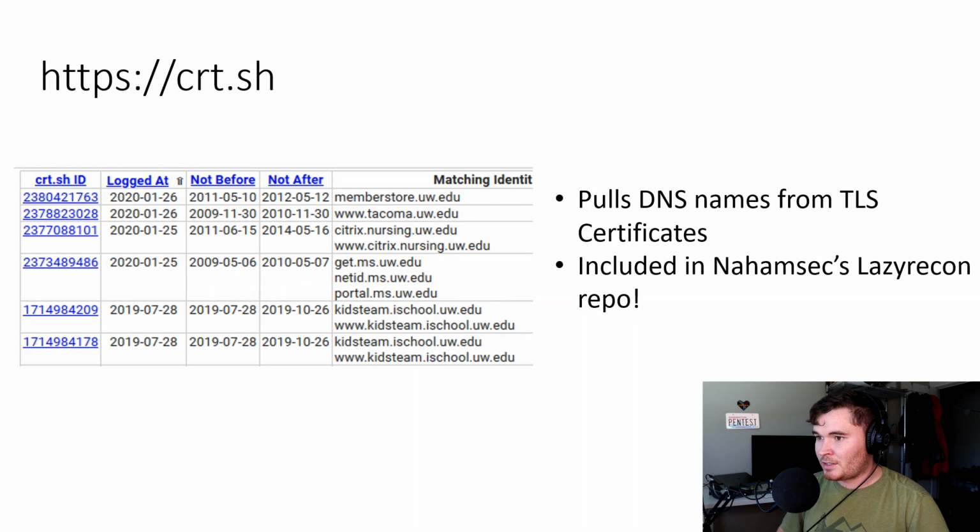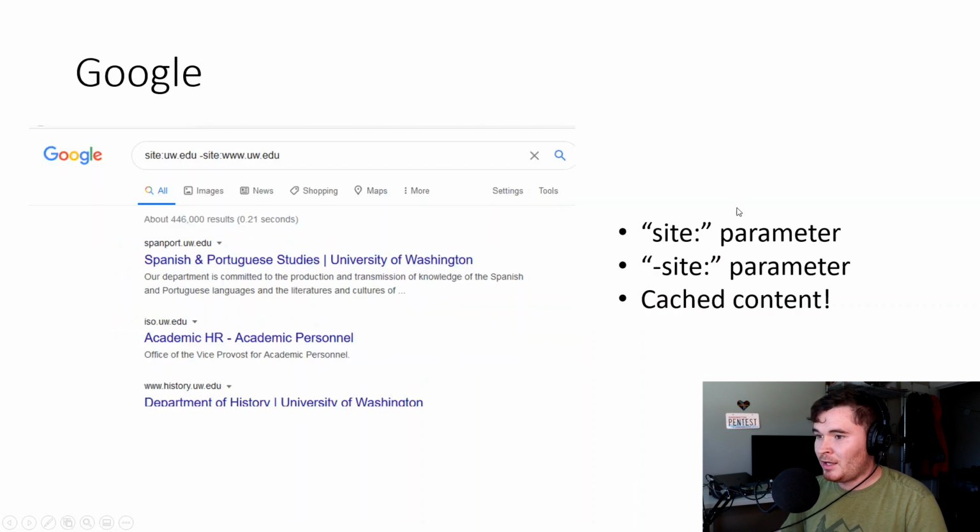Another tool is crt.sh. This is included in Nahamsec's Lazy Recon repo, but this is basically pulling subdomains that are using the certificate of the main domain. So uw.edu will have their TLS cert, and it will also include the subdomains if they share that same certificate. So you can see right here we have things like citrix.nursing.uw.edu. If you know what Citrix is, that's kind of an interesting target if you're doing bug bounties, if UW had a bug bounty program, but I digress. So it pulls DNS names from TLS certificates, and it's included in Nahamsec's Lazy Recon repo, which we will cover in a bit.